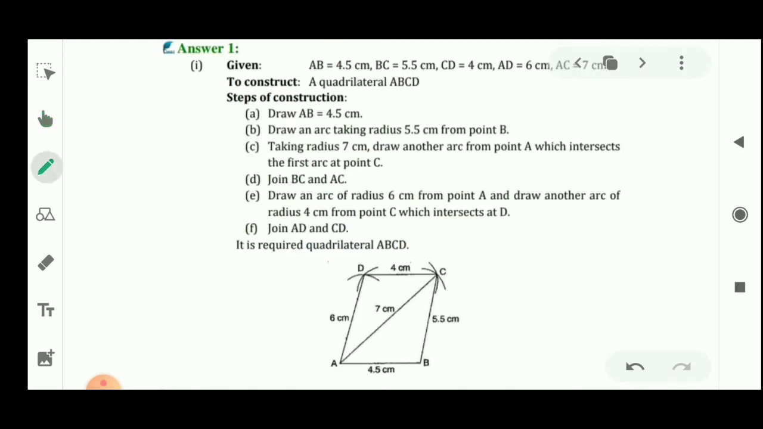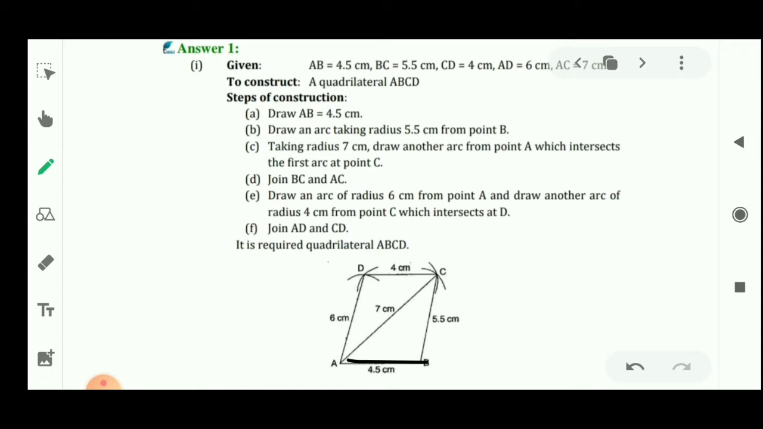Students, for the solution of the first part, each and every student has to use the geometry box: pencil, scale, compass and protractor. In the A part, draw AB equal to 4.5 centimeter. That means firstly you should draw the line AB, which is 4.5 centimeter.